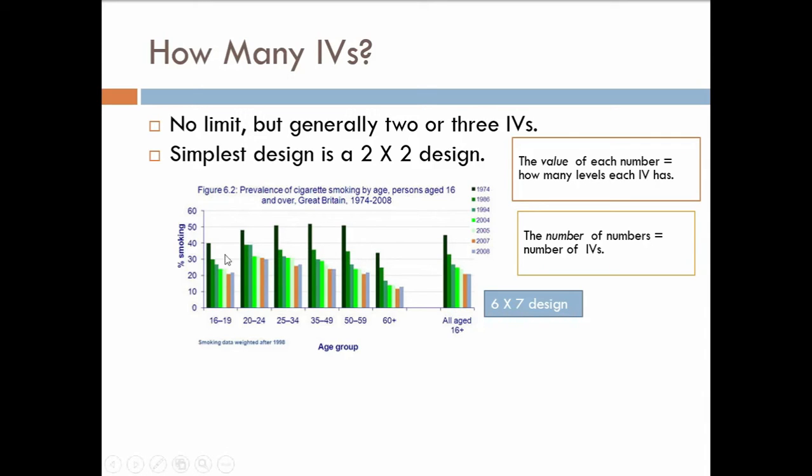Now on any graph, the y-axis is always going to be the dependent variable. So we don't look over here to figure out the other independent variable. We instead look over here on the legend to figure out the other independent variable. Or we could just count up the number of bars. But here's the legend. So our other independent variable has 1, 2, 3, 4, 5, 6, 7 levels. So we have 2 independent variables, one with 6 levels and one with 7 levels.